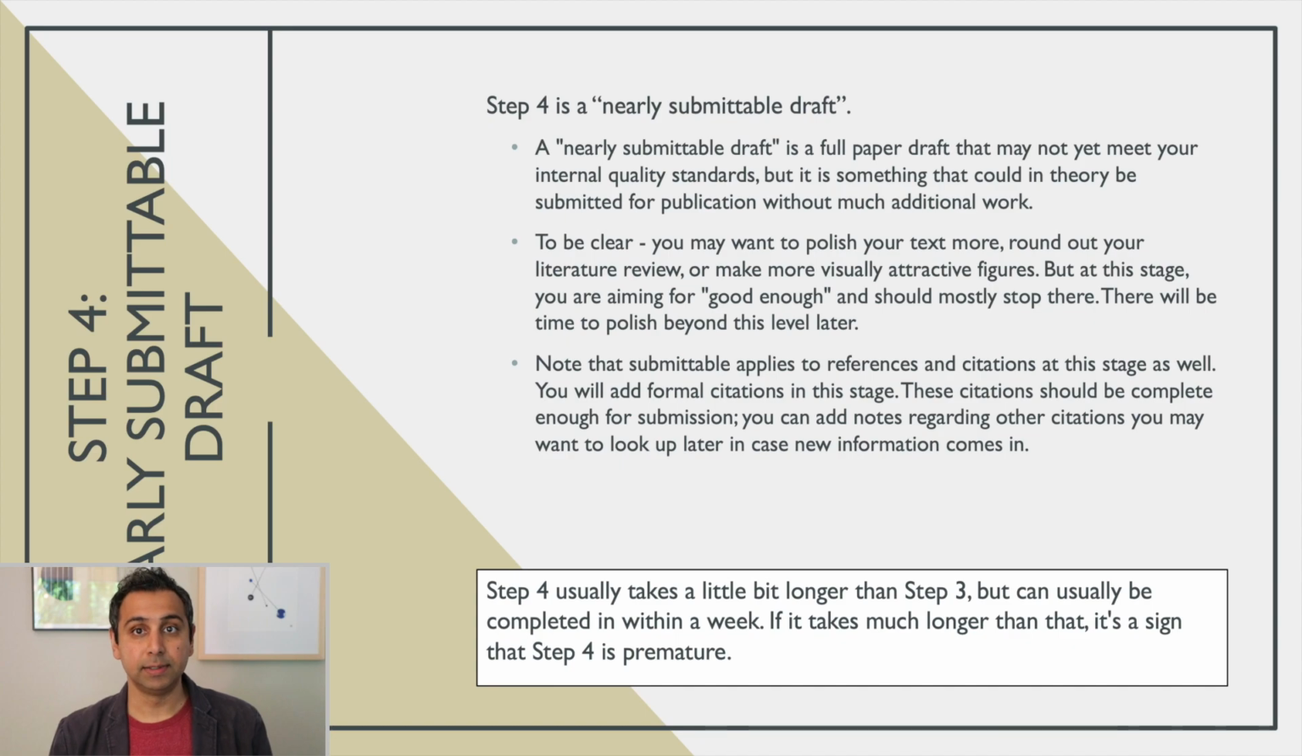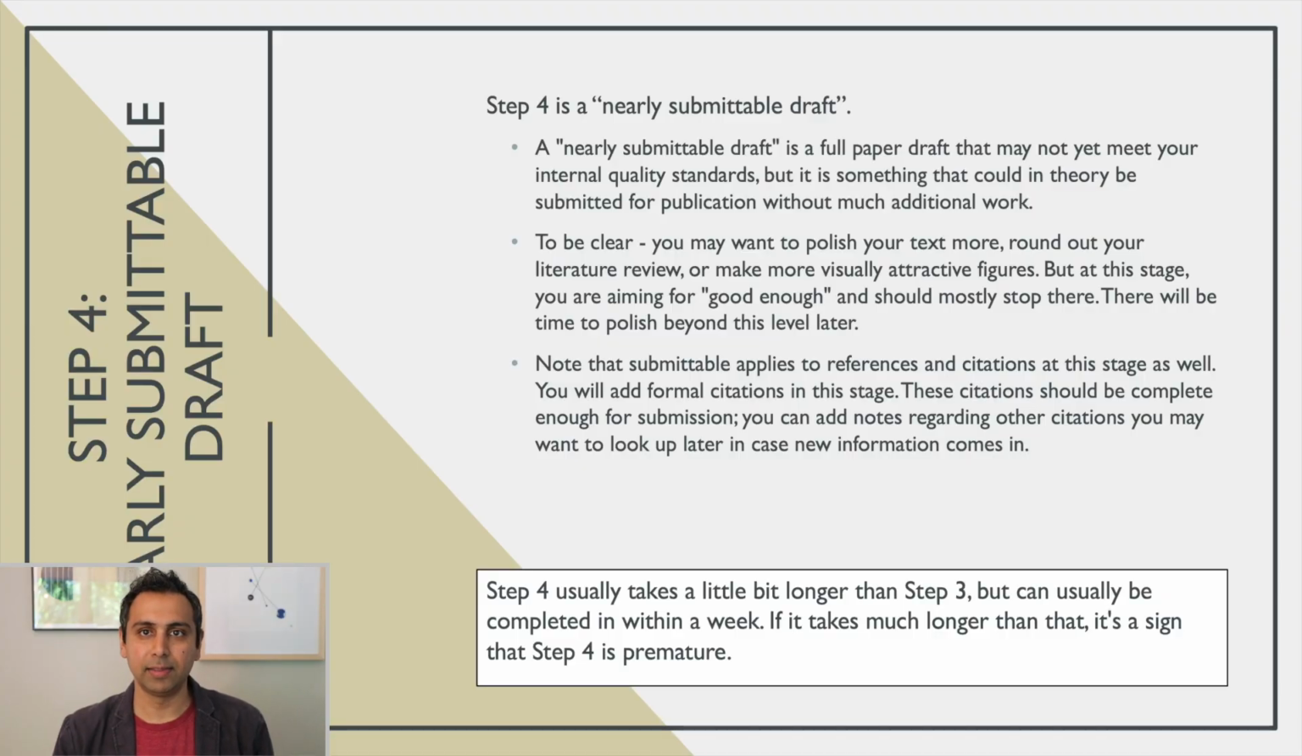So step 4 is a nearly submittable draft. And what I mean by a nearly submittable draft is that it's a full paper draft. So it contains everything you would need for a paper: text, figures, references, etc. But it might not meet your internal quality standards. So there's maybe a wish list of things that you'd like to do to the paper still, and that wish list could be relatively long, but this still counts as a fully complete paper.